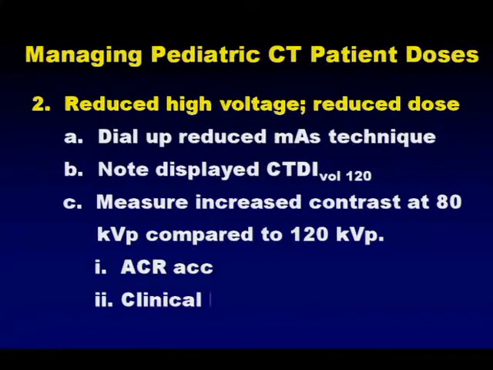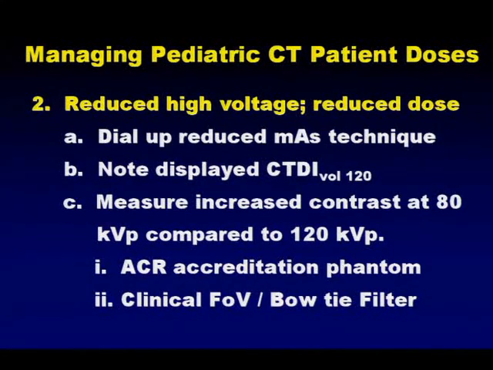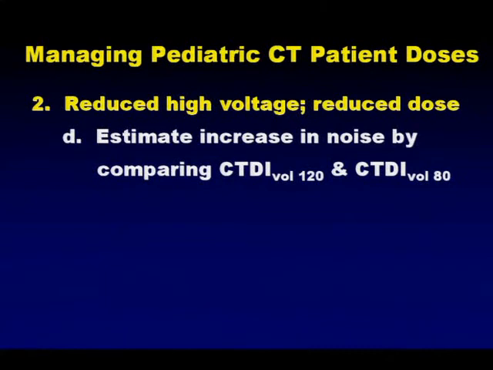And of course, how do I do that? Well, the ACR accreditation phantom has a low contrast insert in it, and you can measure the contrast that is being generated by the scanner at 120 kV, and you can measure what it's generating at 80 kVp. If you're doing that measurement, again, you probably want to keep the field of view picked clinically so that you've got the correct bow tie filter that you're working with, because that's going to affect the change in contrast as a function of the change in technique. So now I've decreased my kVp, and I've quantified and measured the increase in contrast.